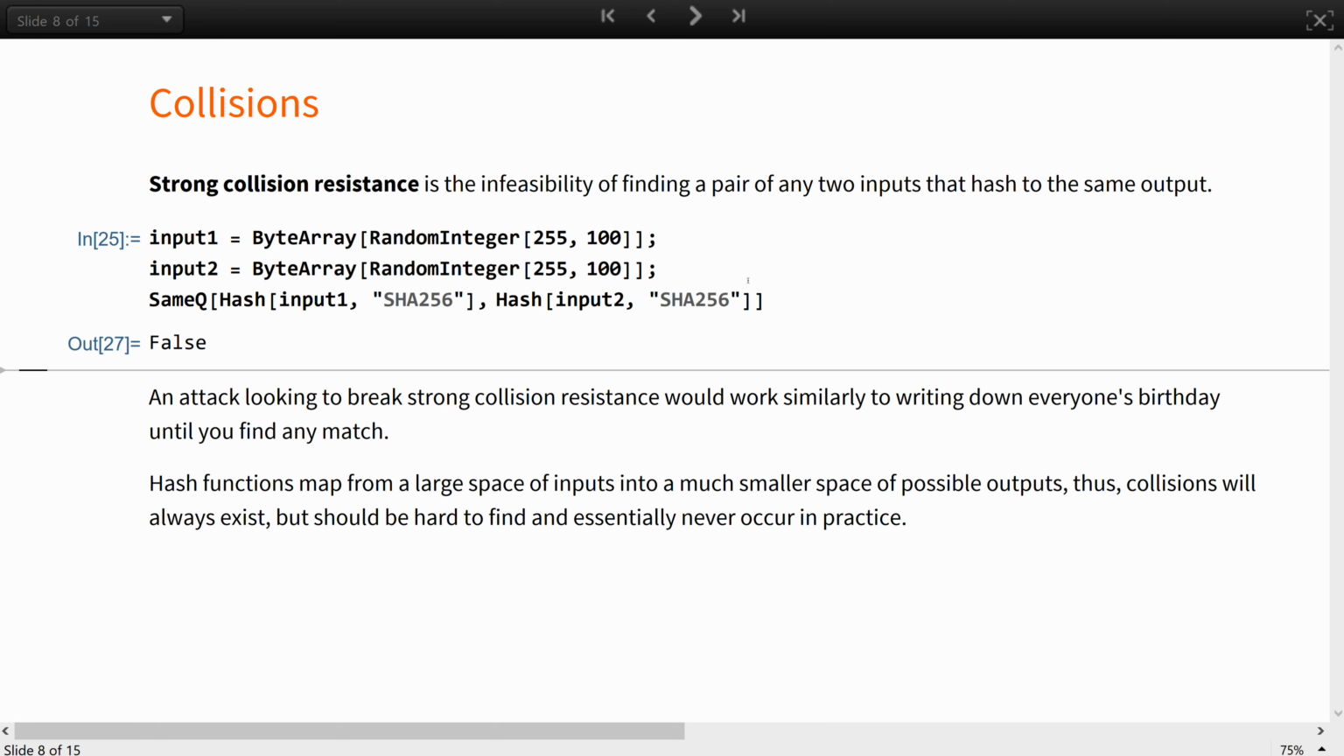Let's try some for SHA-256. Note that by definition given in the previous lecture, hash functions take an arbitrarily long finite input and produce a fixed-sized output, so they map from an infinitely large space of inputs into a much smaller space of possible outputs. This means that collisions will always exist. However, collisions should be hard to find and essentially never occur in practice.